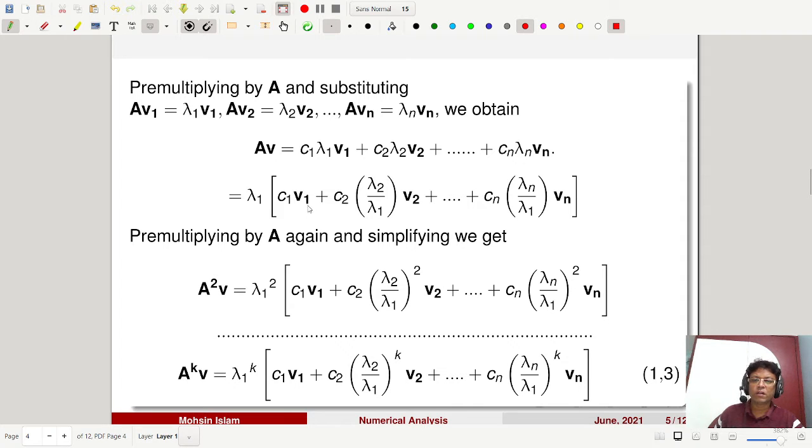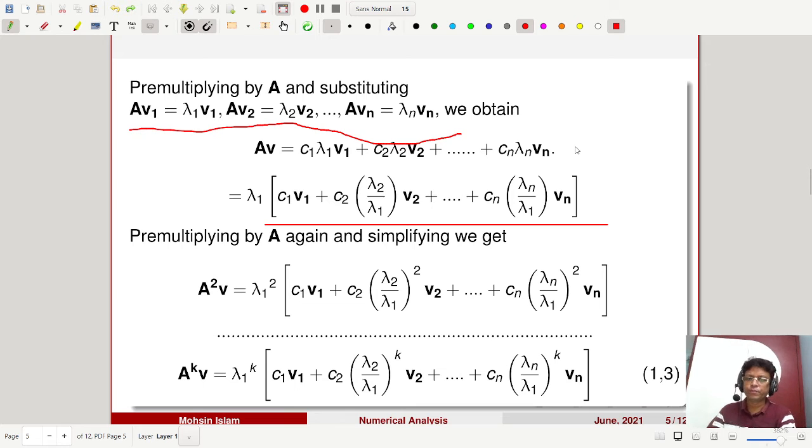times c1 v1 plus c2 ... Here, lambda 1 has the maximum magnitude, so I'm taking it common, and obviously it is non-zero. So it will be lambda 1 times the bracket c1 v1 plus c2 (lambda 2 by lambda 1) v2 plus, similarly, cn (lambda n by lambda 1) vn, close bracket. Now this is the first step, where I have pre-multiplied by A and substituted these values.